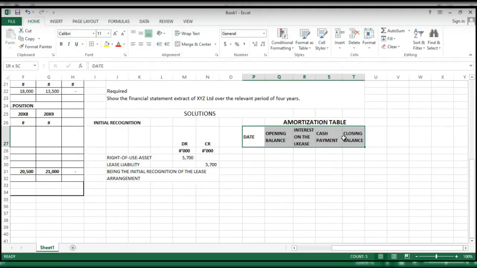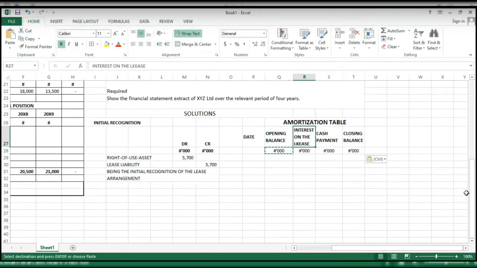We have the opening balance, the interest on lease, the cash payment, and the closing balance. The opening balance is in naira, an amount of money rounded to the nearest thousand. The interest is also in naira form. Payment and closing balance are in naira form.